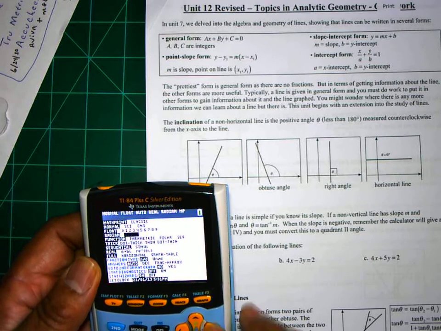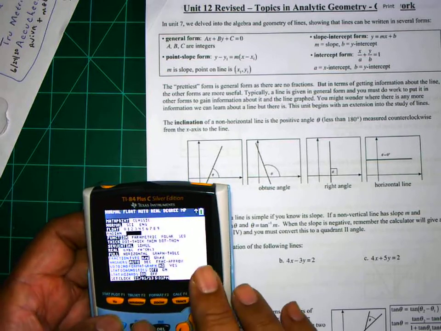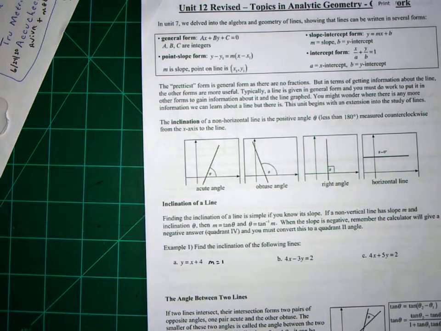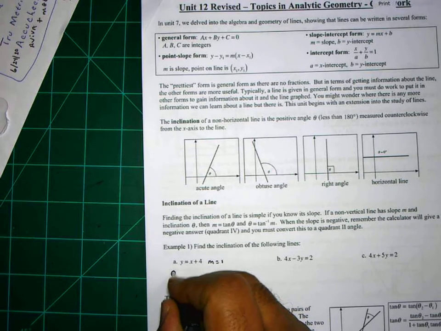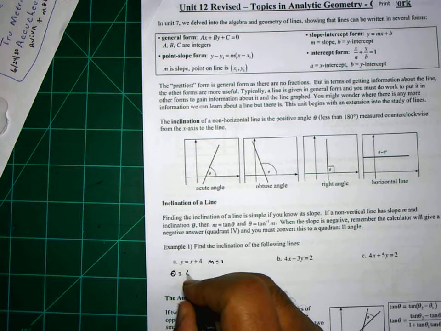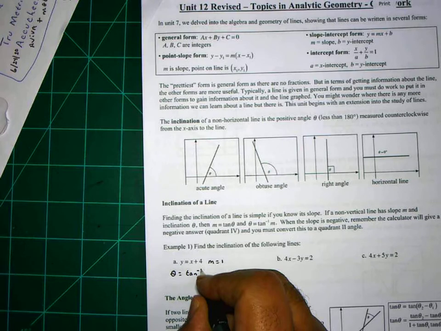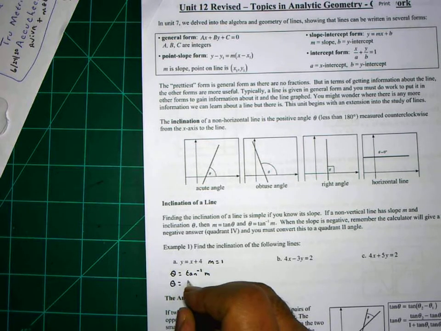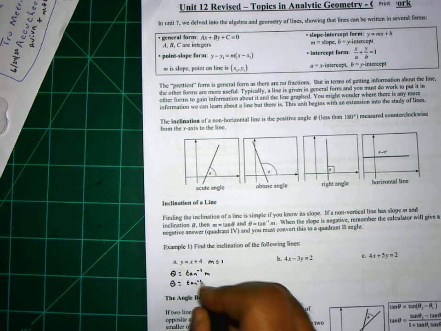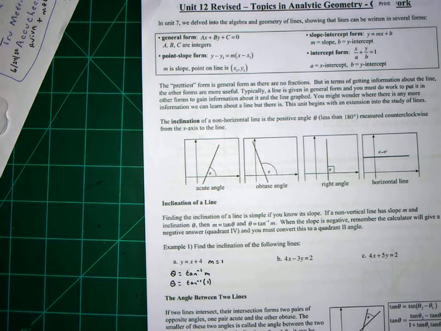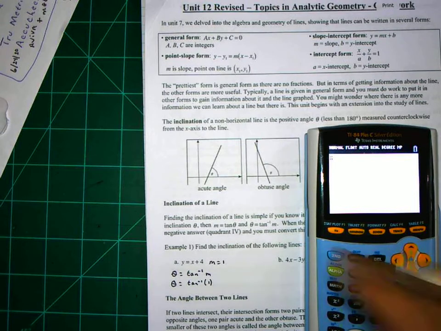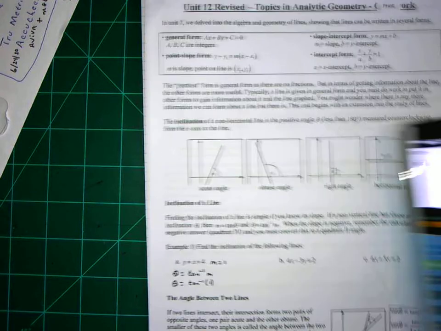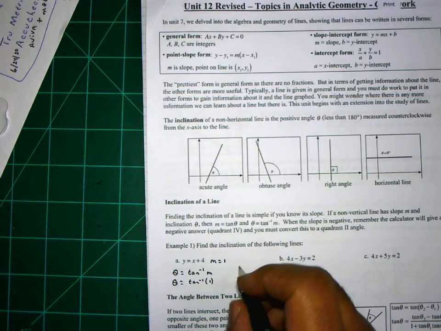Now the way I find the angle, let's call it theta, is the inverse tangent of m. So theta in this case is going to be the inverse tangent of 1. So using the calculator, I'm going to go second tangent 1, and I get 45 degrees. So the inclination in this case is going to be 45 degrees.